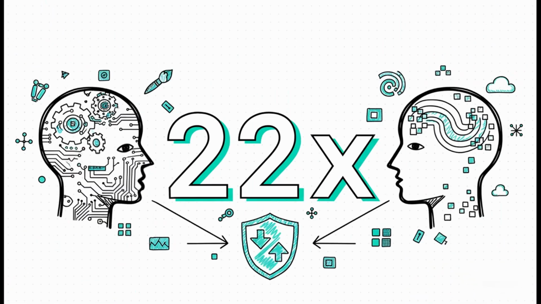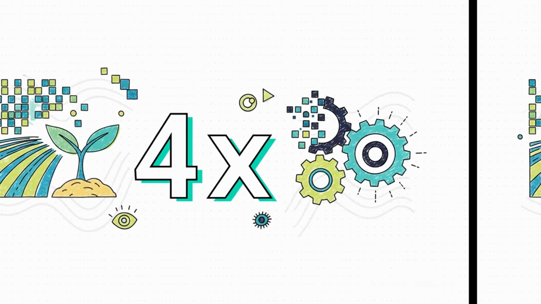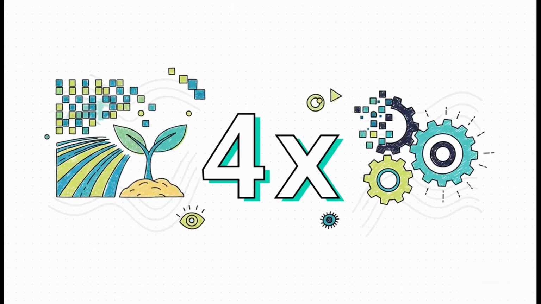And the result? This one simple trick makes that part of the process an incredible 22 times faster. Which, when you look at the whole picture from start to finish, means the total image generation time is 4 times faster than it would be otherwise, with almost no hit to the quality. That is a huge win for efficiency.